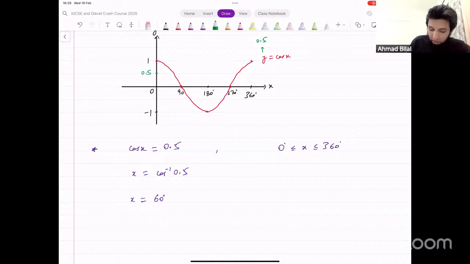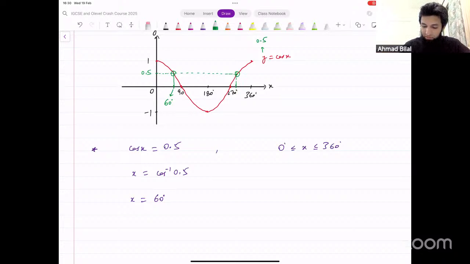Now, let's look at the graph. What's the corresponding x value? Now, this is one x value. Our calculator gave us this x value. This was 60 degrees. Okay, this is the value that we got from our calculator, 60 degrees. Now, is there any other value at which you have the same y value on this graph? You can go to the right side here, and you find another value here. At this value as well, y is 0.5.